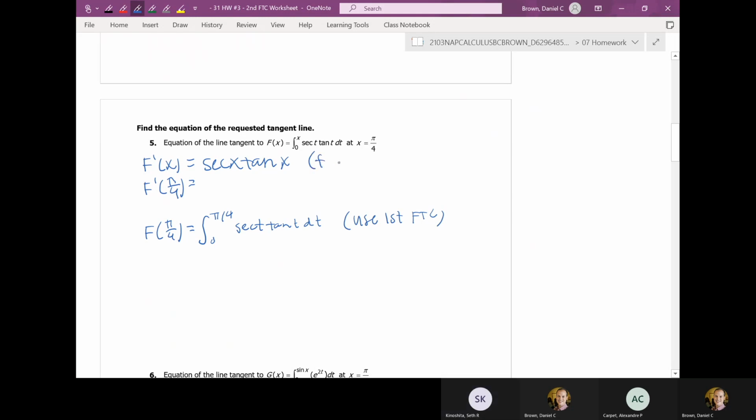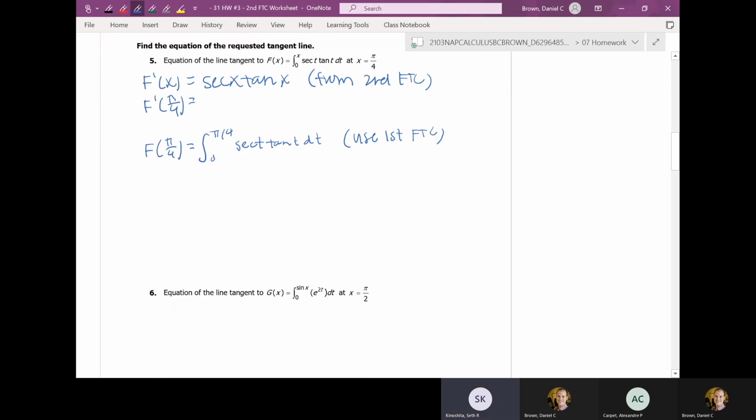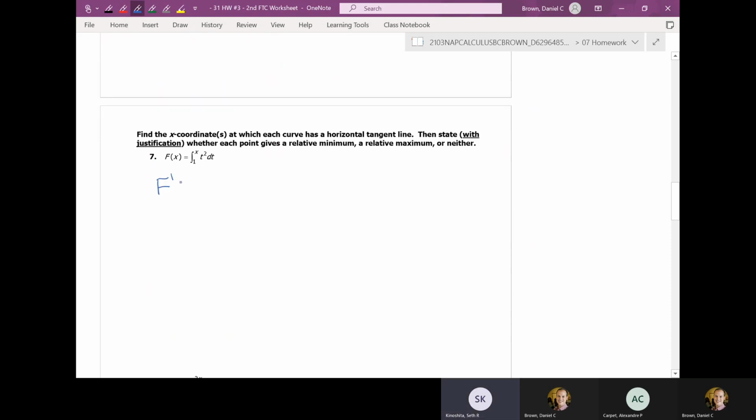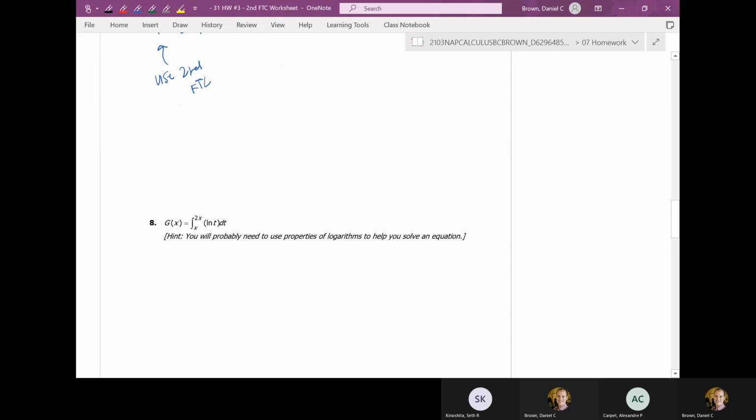Okay. And then for finding the horizontal tangent line, we know horizontal tangent lines would be when the derivative is equal to 0. So use the second FTC to find the first derivative, which is x squared, and then just set that equal to 0 and solve. It can be more complicated if you have, of course, the general case, but same thing: you want to find the first derivative, set it equal to 0, and solve.